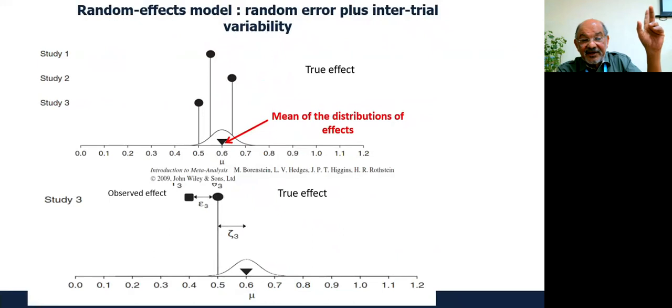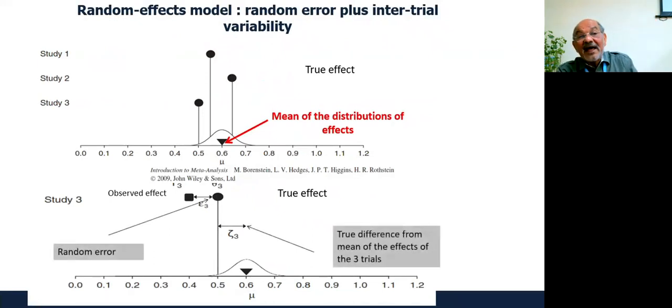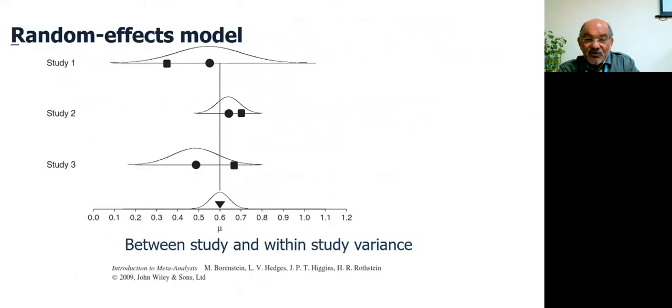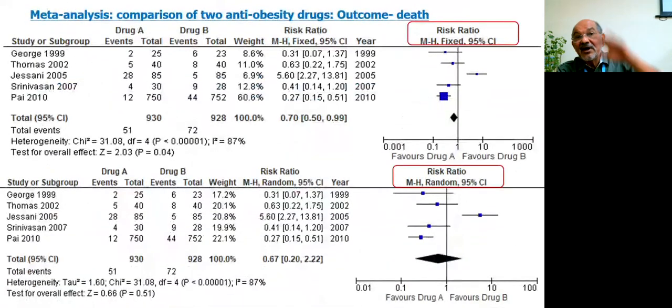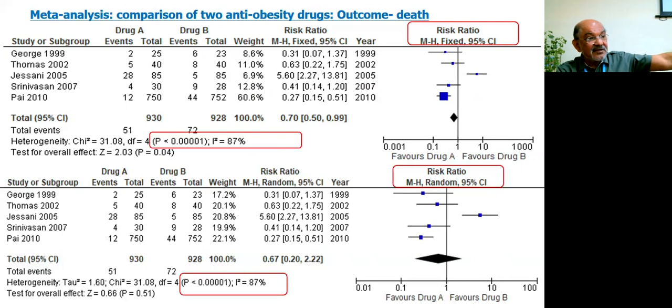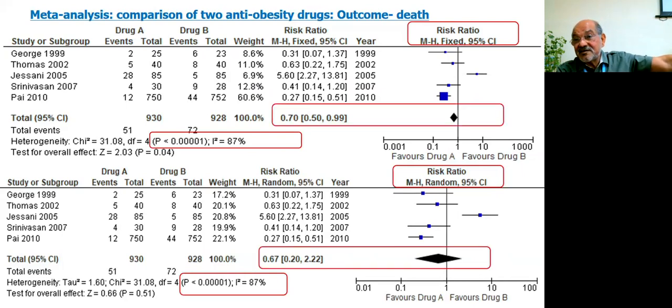So there are two sources of variation here. One is random error, and the other is actual difference in the results because something is different in the trials. So when you do that, you will have to account for variation in two ways. This is a fixed effects model, and at the bottom, I've changed it to a random effects model. It doesn't change the heterogeneity, but what it does is it changes the result. What's the difference? With the random effects model, you get wider confidence intervals.